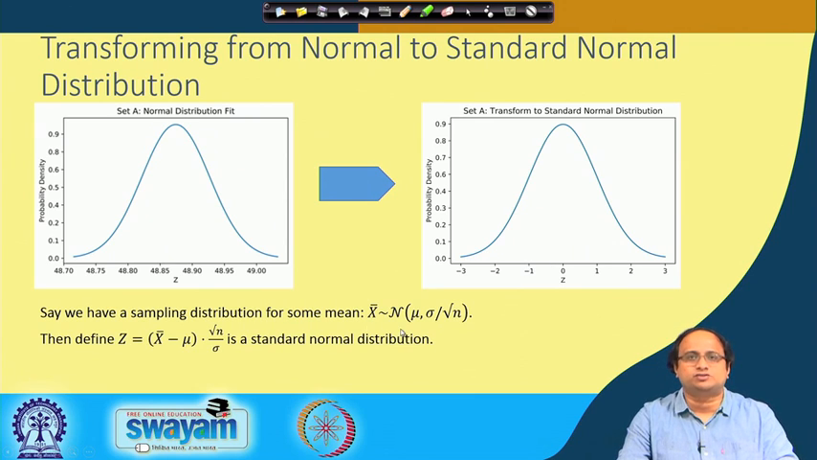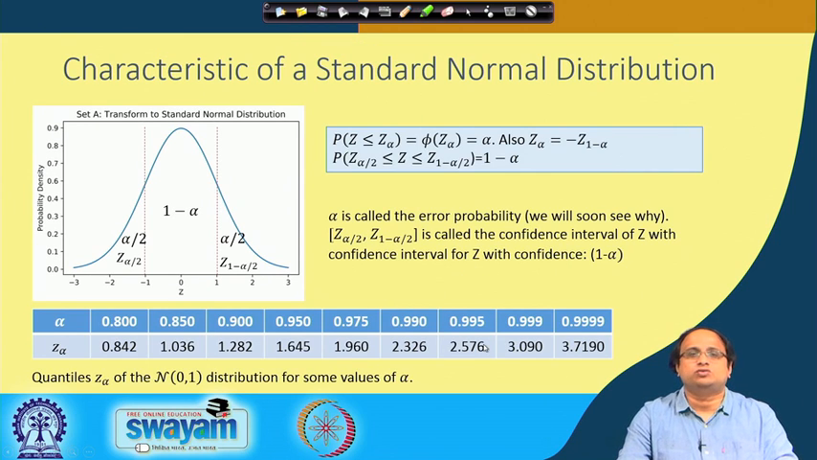The usual way of transforming is this: suppose you have the sampling distribution for the mean denoted as N(mu, sigma by root n), as we have seen in the previous slide. We make a transformation from x bar: we substitute x bar with x bar minus mu times square root of n by sigma. If you do this transformation, then you get z, and this z follows a standard normal distribution, which means it follows N with mean 0 and standard deviation, or sigma, 1. Now we would like to find the characteristics of a standard normal distribution, which we will be using in our hypothesis testing.